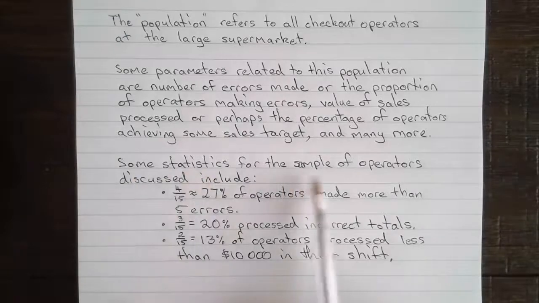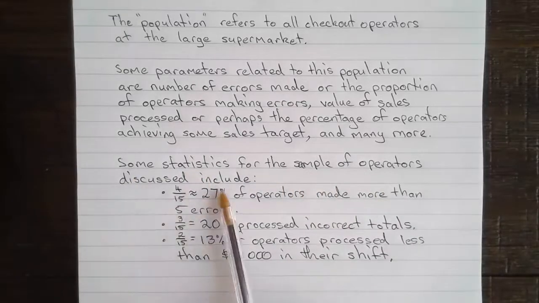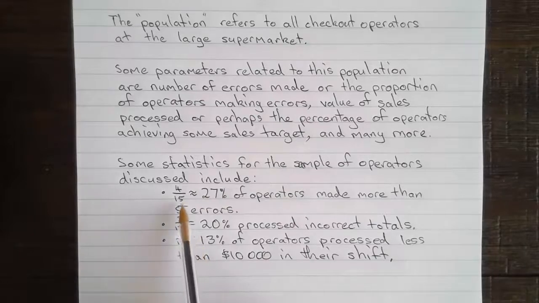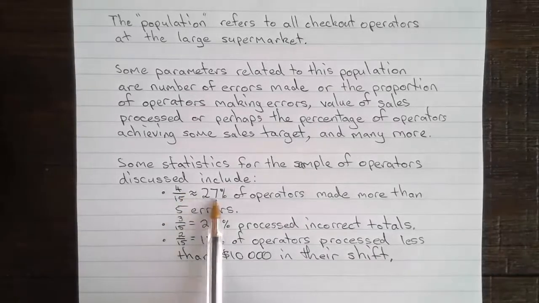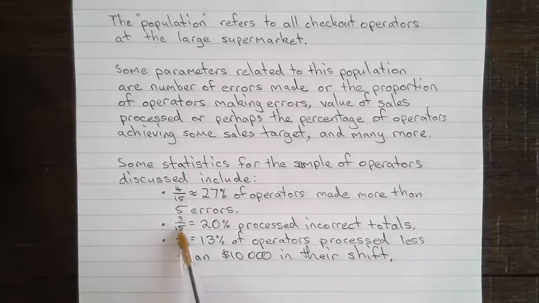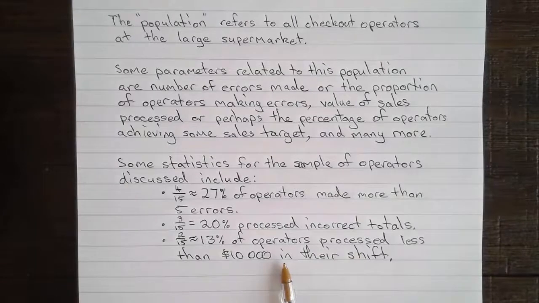So we've got some statistics for the sample of operators discussed, that's the 15 checkout operators that were talked about in the question, included 4 out of 15, or about 27%, of those operators made more than 5 errors. 3 out of 15 of them, or exactly 20%, processed incorrect totals. 2 out of 15, or 13%, approximately, of those operators processed less than $10,000 in their shift.